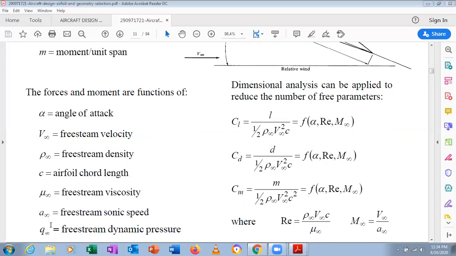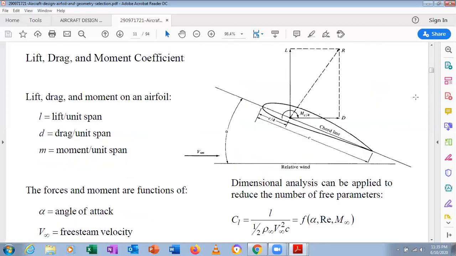And Q infinity is called the free stream dynamic pressure. It is called the free stream dynamic pressure.